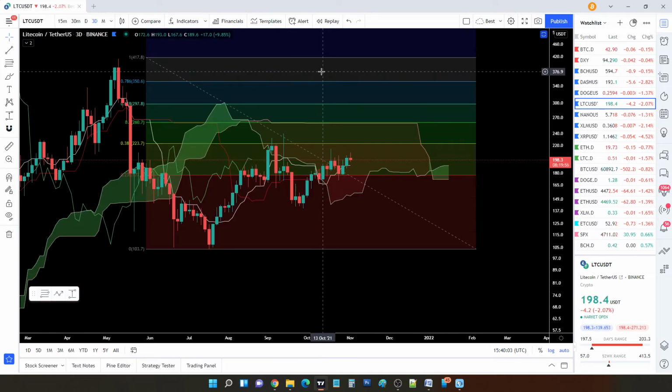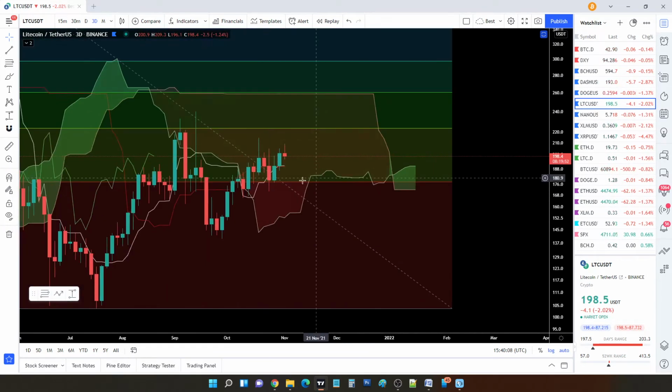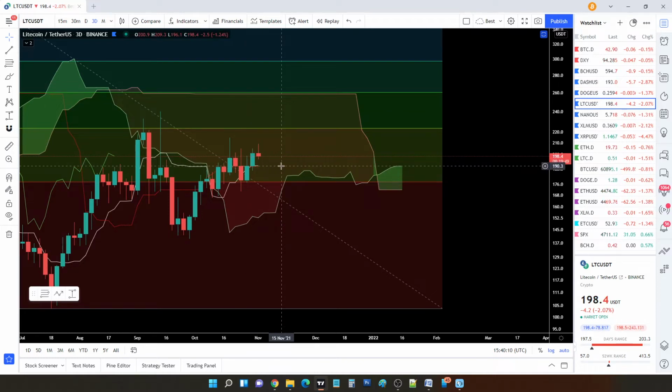So what if we have a correction? What if we go below $190? Then in that case, the Fibonacci tells us that we have strong support at somewhere around $178, which also perfectly aligns with the border of this Ichimoku cloud, which is also at $182. So we have confirmation from two indicators here.